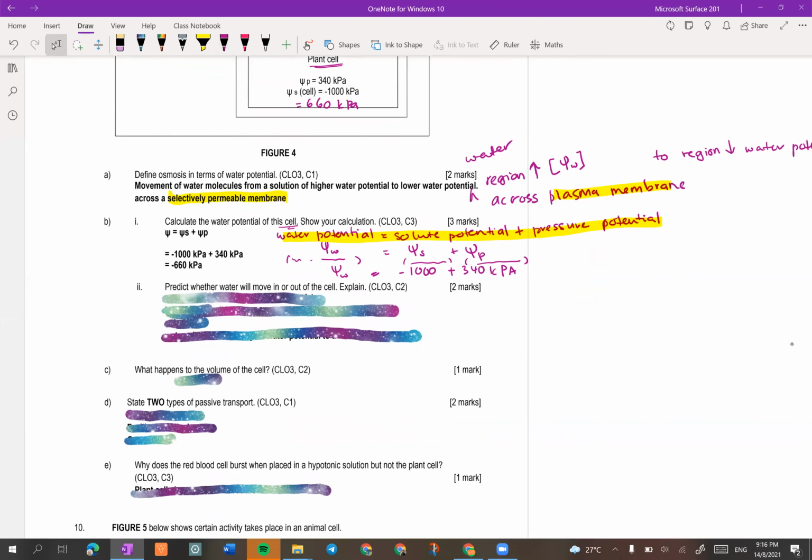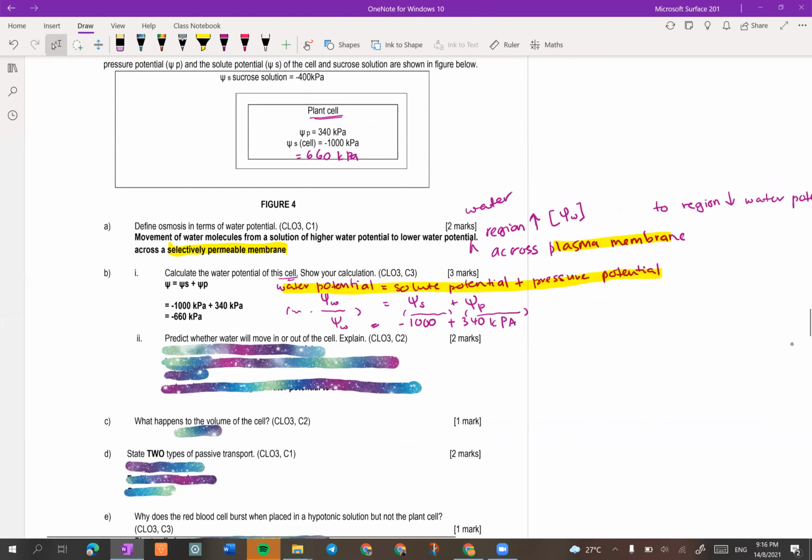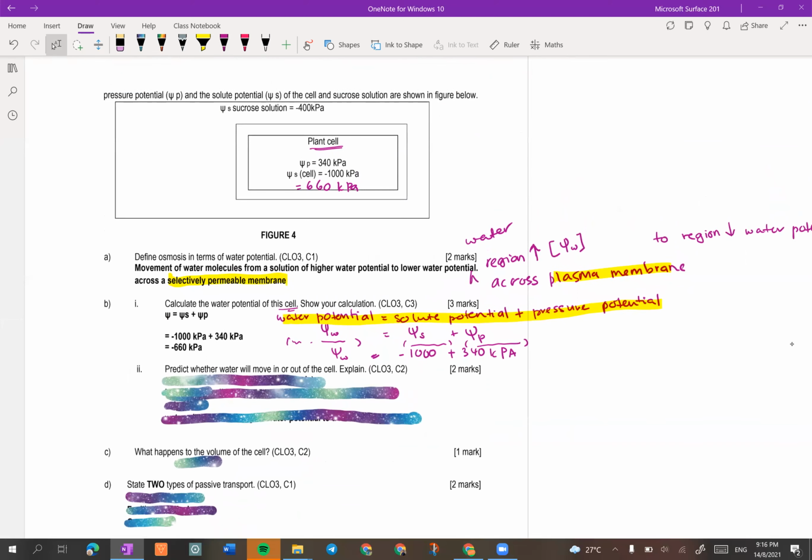Okay, predict whether the water will move out or in the cell. Move in ataupun move out the cell. To find that out, you need to know the water potential of sucrose solution ni. Tapi dibagi awak only solute potential. So how do you know dia punya water potential? So again sama je, water potential equals to solute potential campur dengan pressure potential. Tapi disebabkan dia cakap sucrose solution saja kan, we could bayangkan dia di-immersekan dalam balang yang terbuka. So air ni boleh naik ke atas.